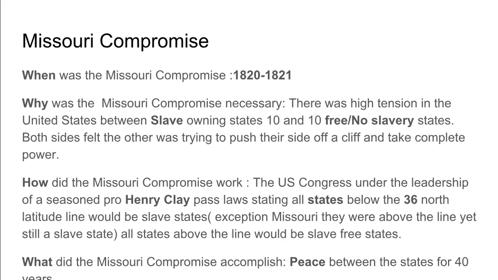But all the other new territories that are coming in, most of which will be above the 36, because below the 36 is still in Spanish control. All of California, New Mexico, Colorado, that's still at this time in 1820 underneath Spain's control. And we're going to win that in the Mexican-American War, which is going to be later in the 19th century.